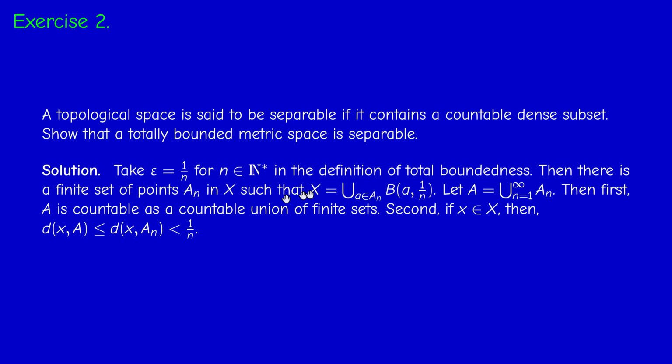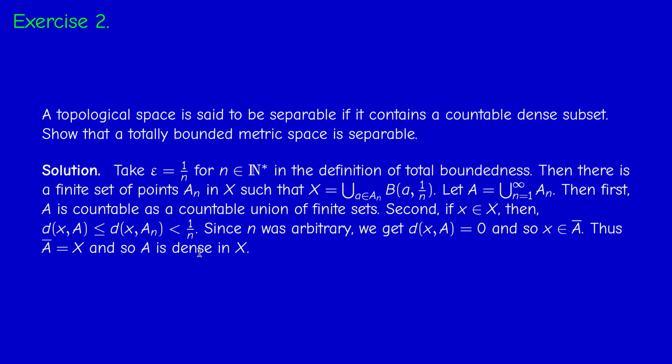Why? Because if x is in capital X, then x is in some ball. So the distance between x and some element, small a in AN, is less than 1 over n. But this is the infimum. So this is also less than 1 over n by construction. Now, here A does not depend on n. So since n was arbitrary, if I let n tend to infinity, then I get dxa equals 0.